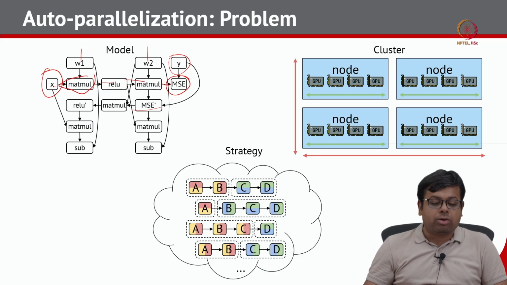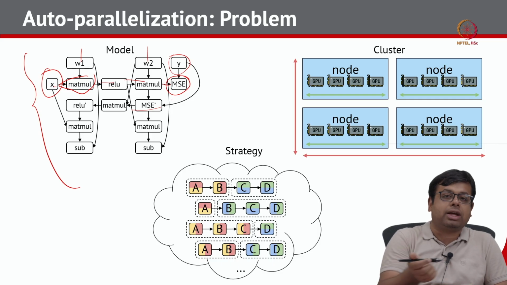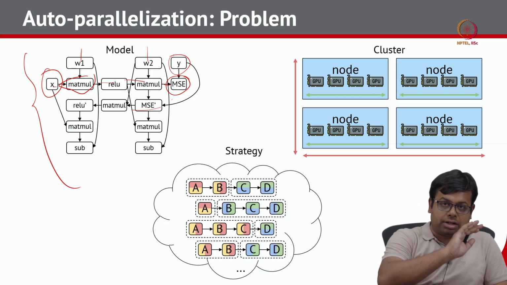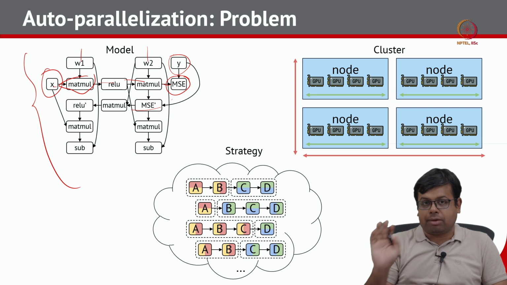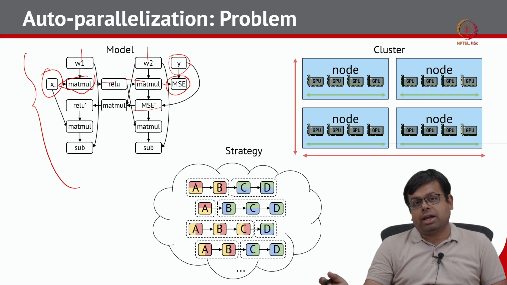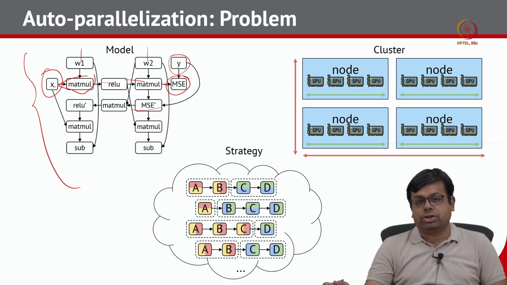When we talk about a computational graph, we mean something like this. This is just a 2-layer perceptron, or 2-layer neural network. You can imagine if we have 100 layers, like DenseNet, this computational graph will be huge. So, this is the computational graph of the DNN or any ML model in general. Now, we have a cluster, which has multiple nodes, and each node has multiple GPUs. In this particular case, there are 4 nodes in this cluster and each node contains 4 GPUs.